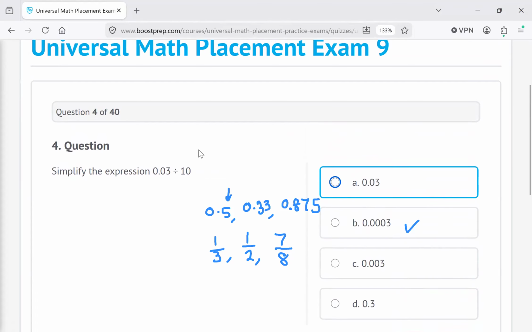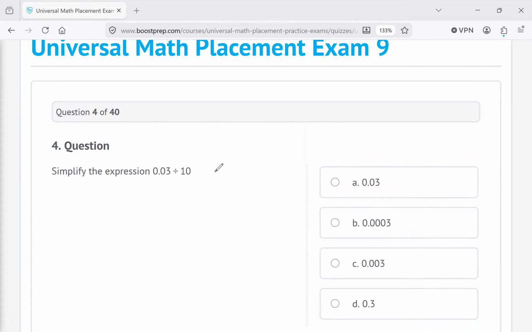Okay, this one. Simplify the expression 0.03 divided by 10. Like I said before, you could use the calculator that they provide you. 0.03 divided by 10 is exactly 0.003. But let's say you didn't want to use a calculator, so how do we do it without a calculator?